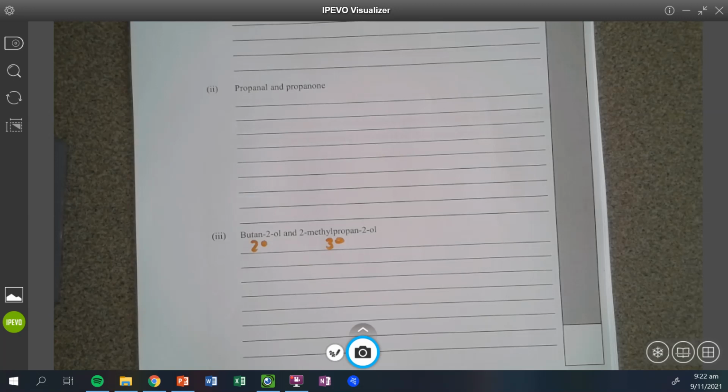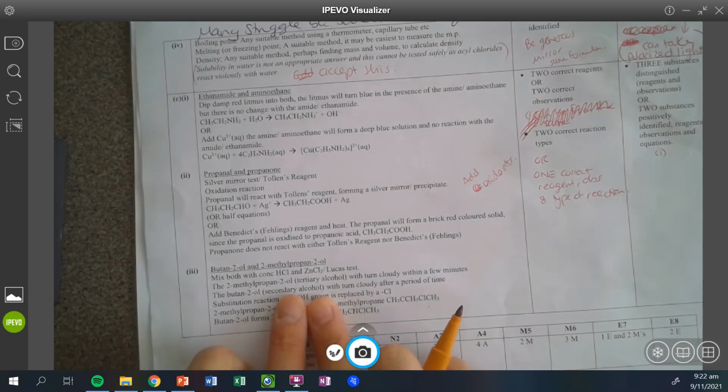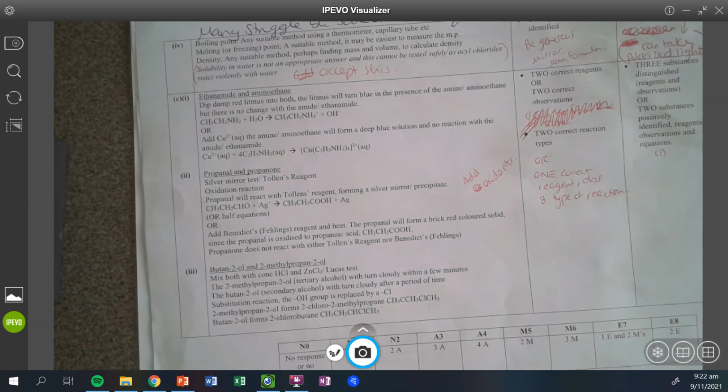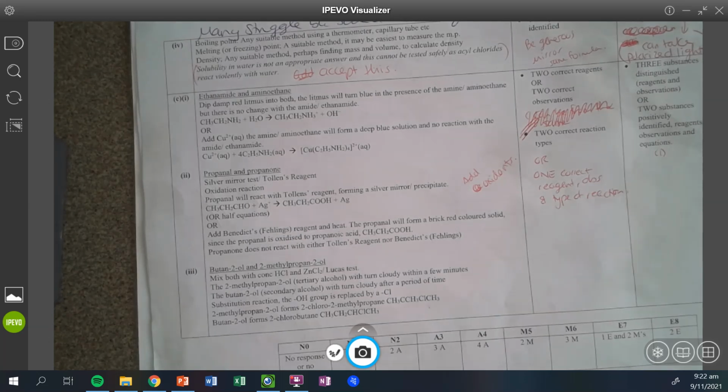You are removing the alcohol and adding a chlorine to it, and you would be showing 2 equations there because you'd be showing it for the secondary and for the tertiary. The other thing to keep in mind is that when you look for positive results, it's going to turn cloudy. So cloudy is the observation you would have there. Cool. That's basically it for that question.